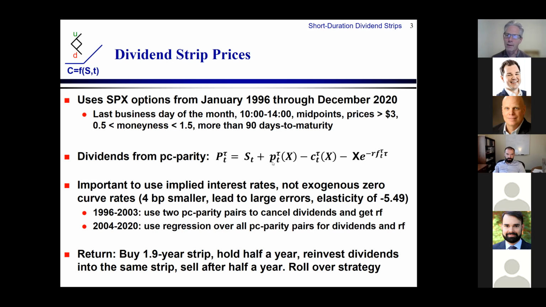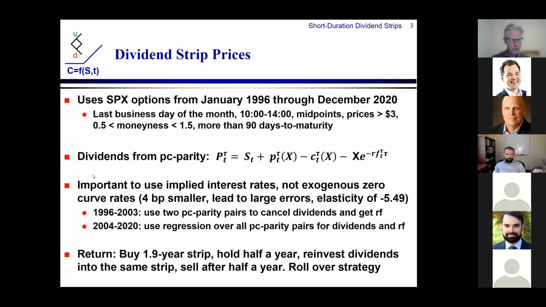Essentially, you're using the put-call parity as I have it here on the slide, and you're turning it into a regression where you're estimating the whole discount factor here and the dividend over here. That gives you, for one day, the correct implied interest rate and also the price of the dividend strip. Good.